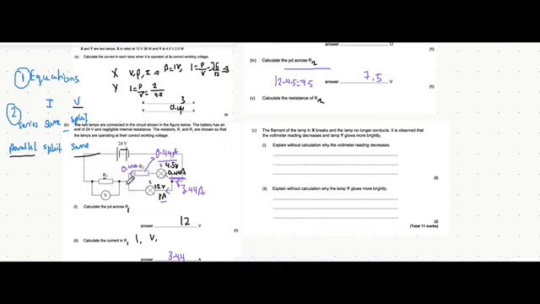Calculate the resistance of R2. Where is R2? It's just here. Now that we know the current across it and we know the voltage across R2, we can just use R equals V over I. You can use 0.44, but I'm going to use 2 over 4.5 just to get a more accurate answer. I'll give you 16.9.